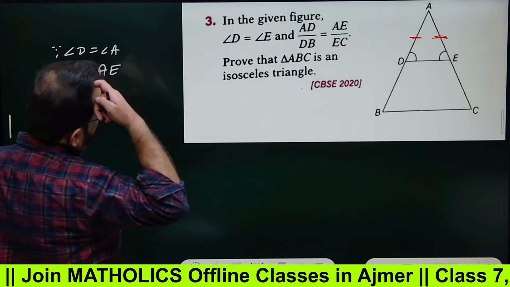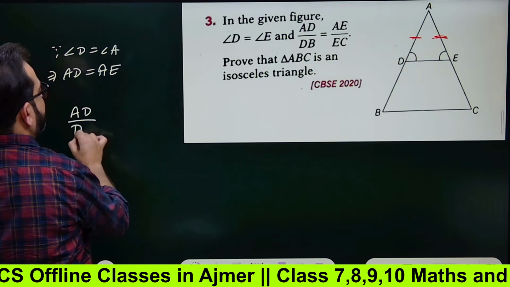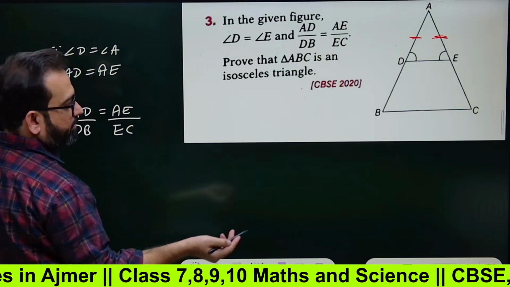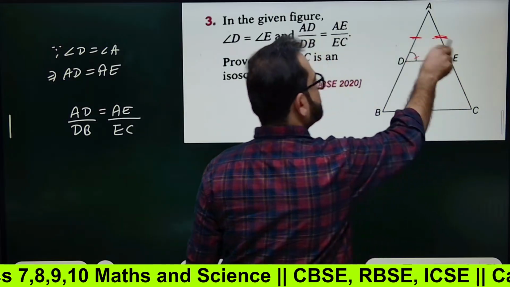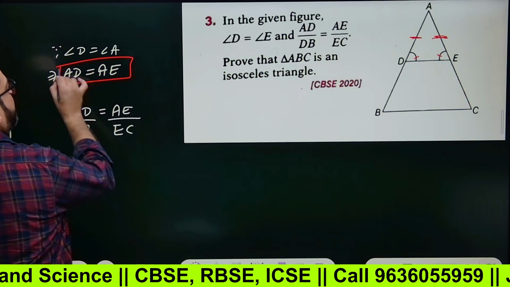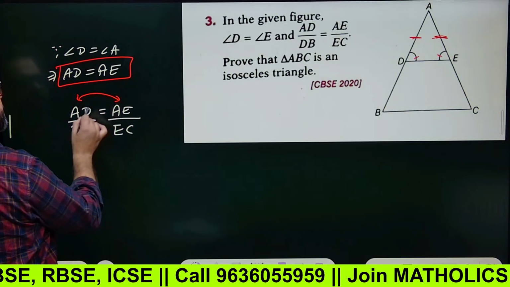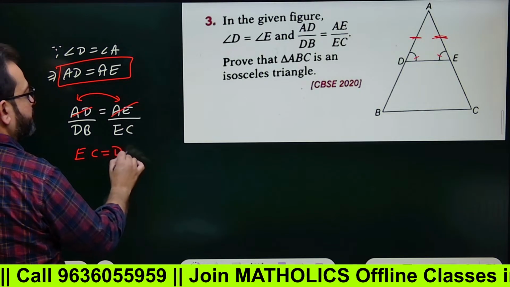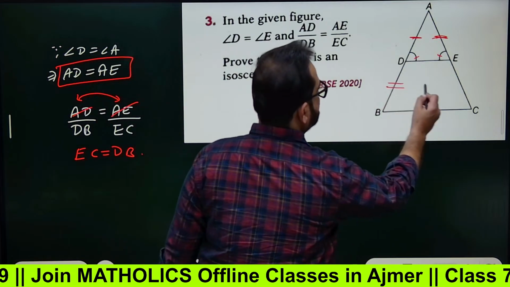One thing: it is given that AD upon DB equals AE upon EC. Just write down what you can write. If these angles are equal, their opposite sides are also going to be equal. Isosceles triangle. So this we got. Now AD and AE, because these are equal, they will cancel out. So cross multiply: EC equals DB. This part is also equal to this part.